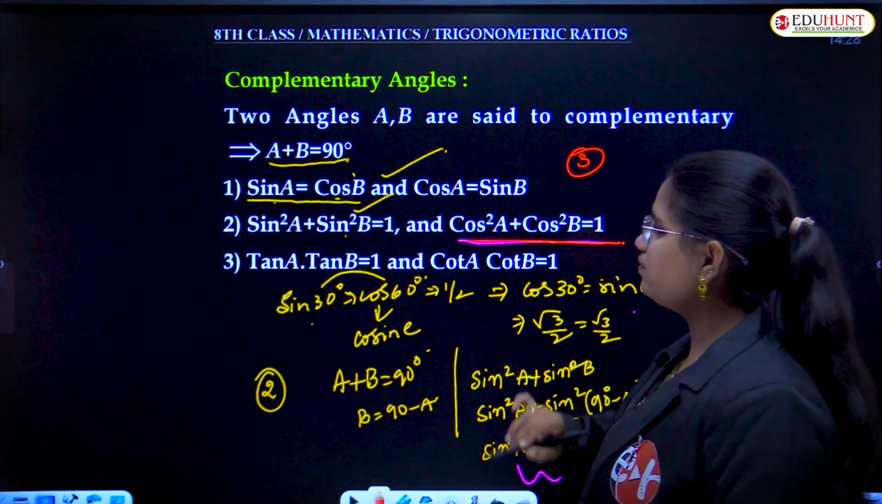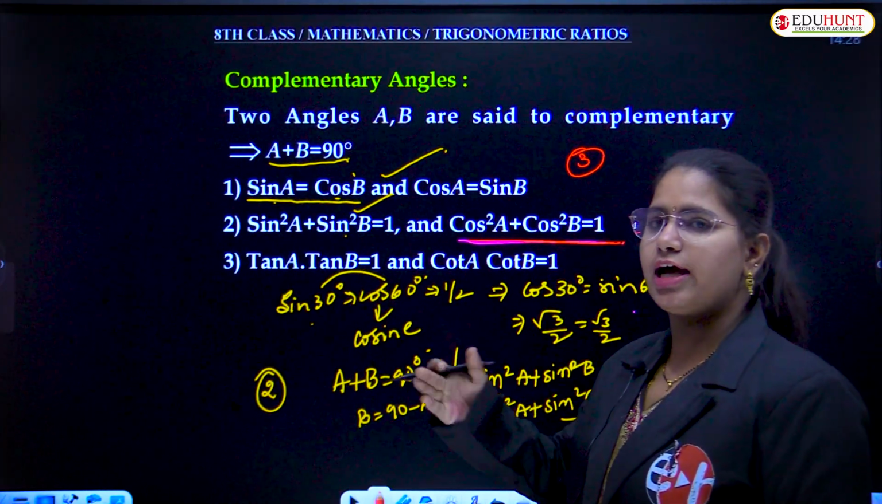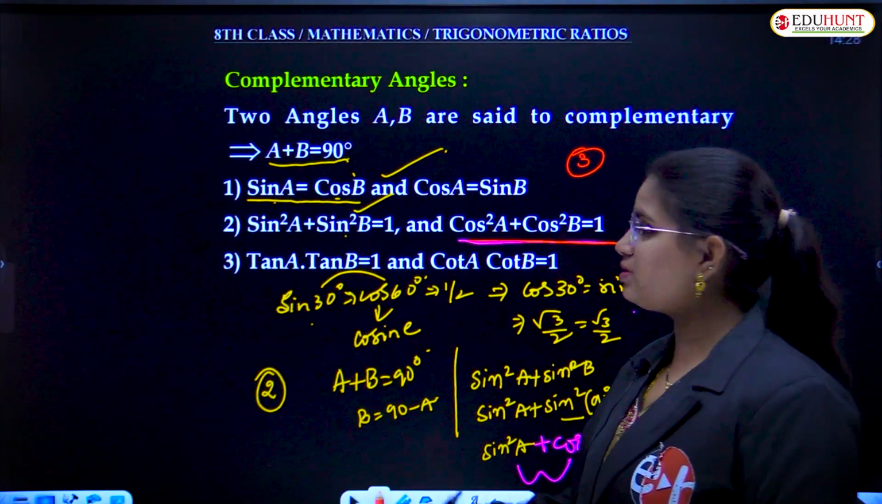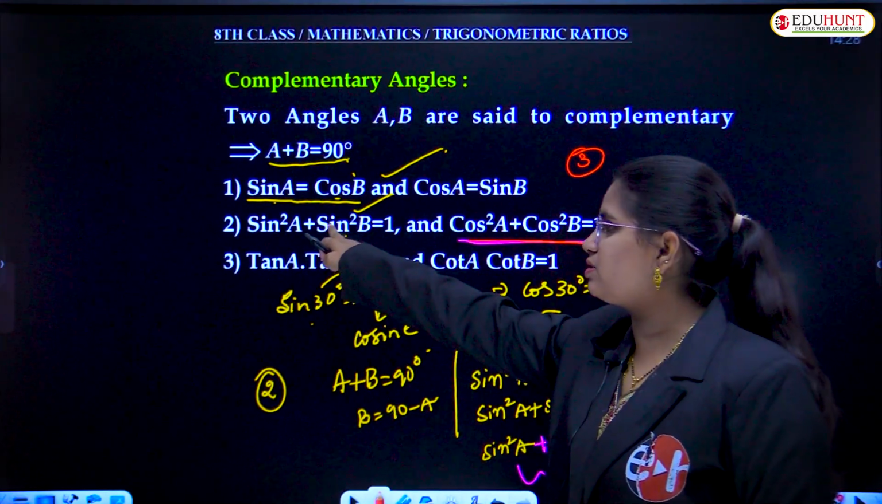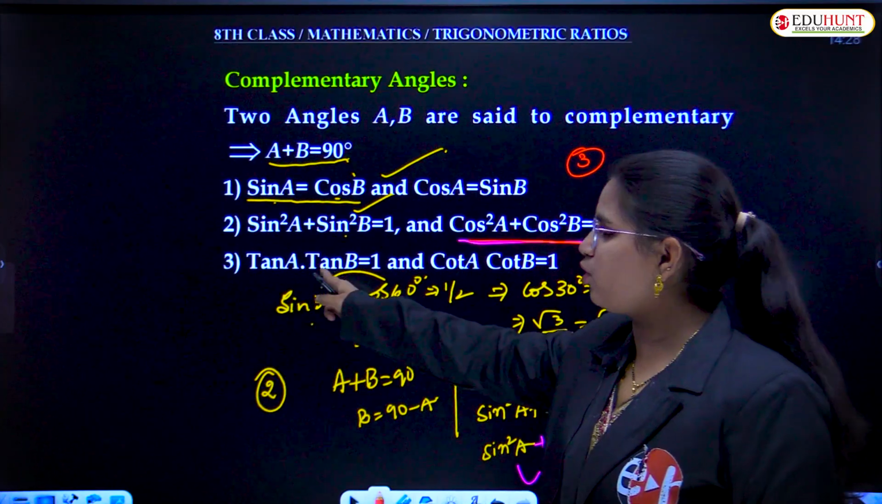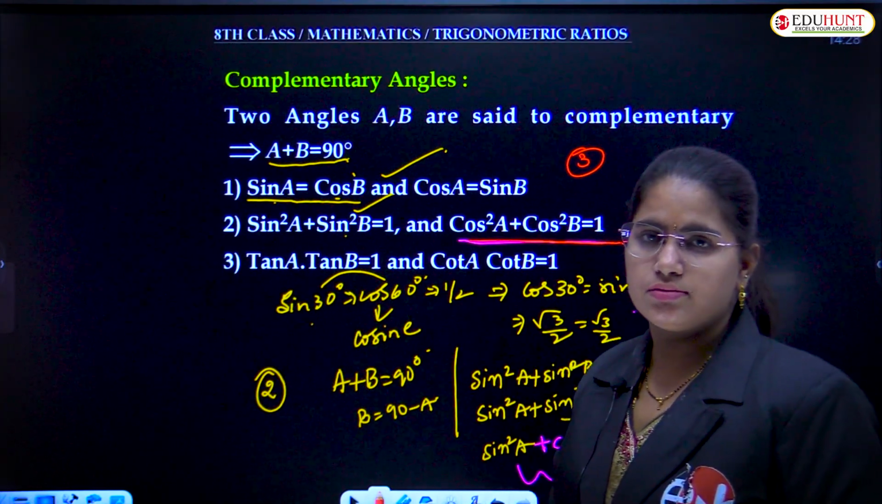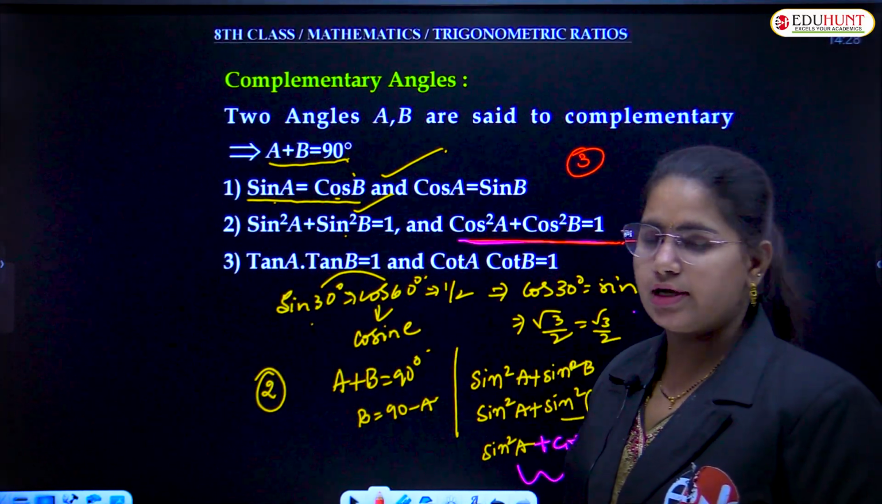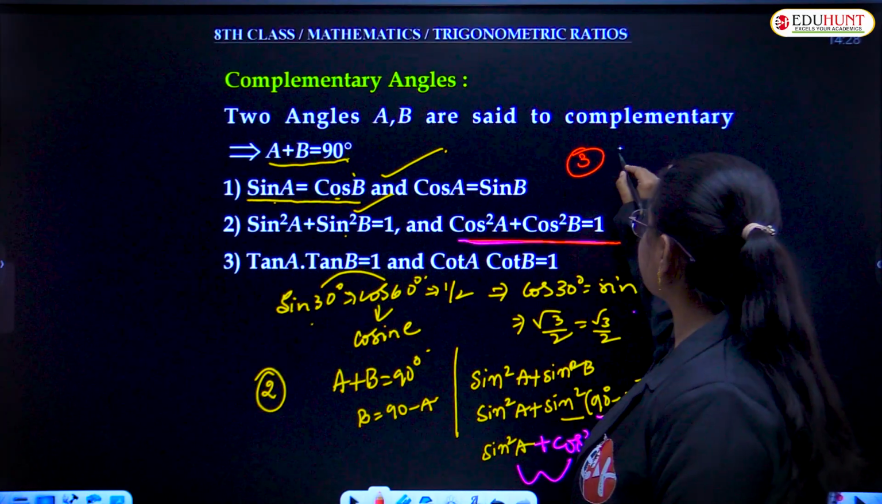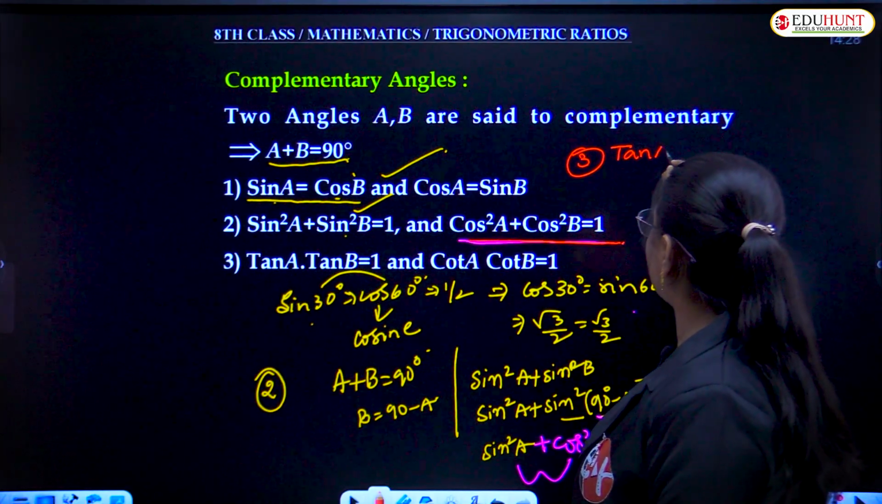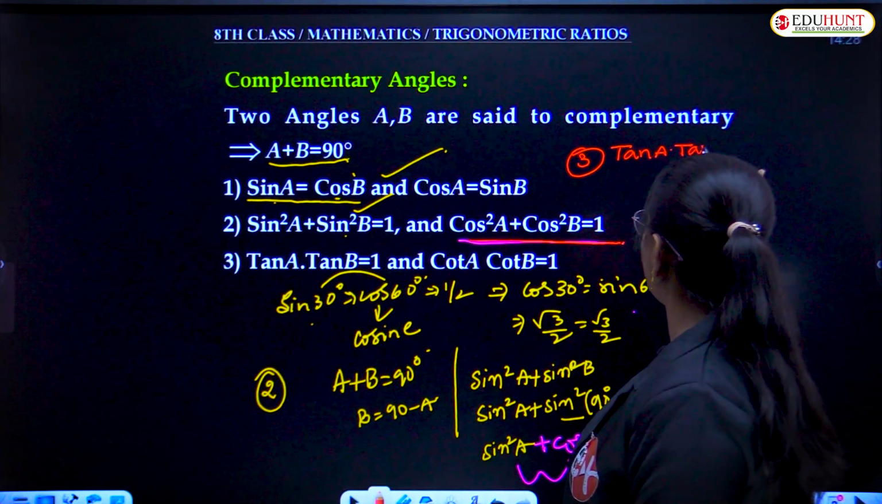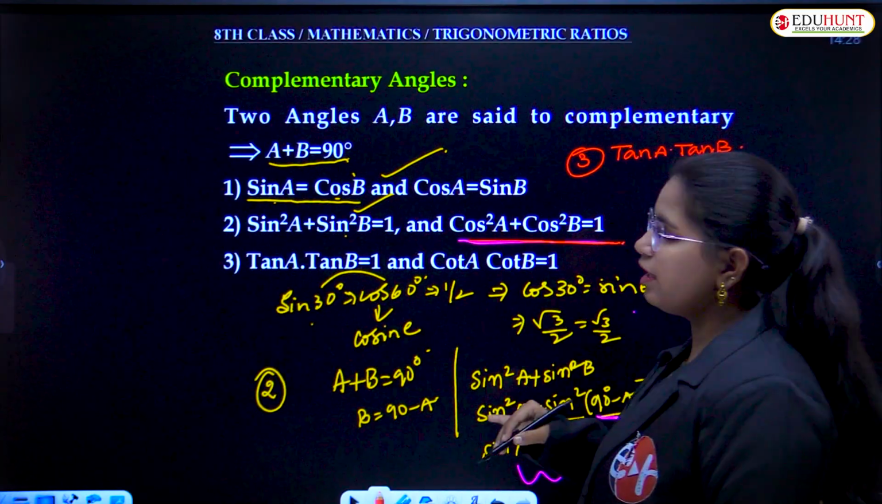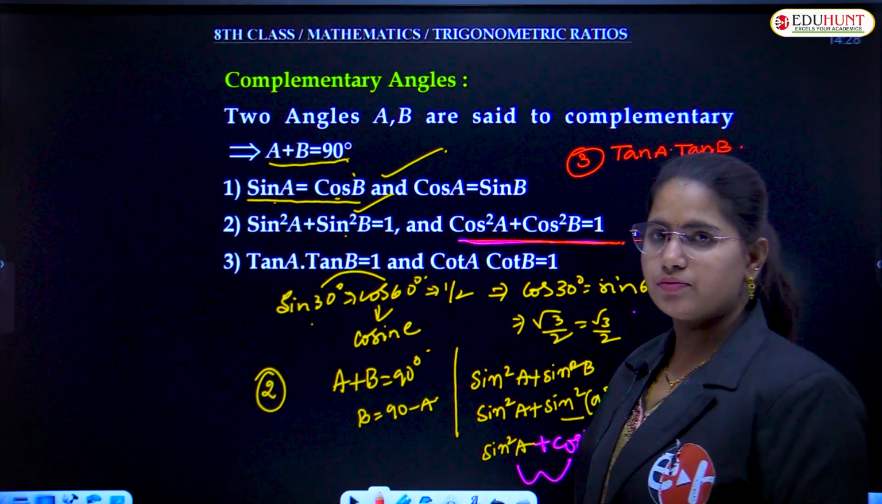I need to prove tan A into tan B is equal to 1. This is under multiplication and the earlier one is under addition. And here I am not at all squaring the terms, right? So, let's get back. Tan A into tan B, correct?